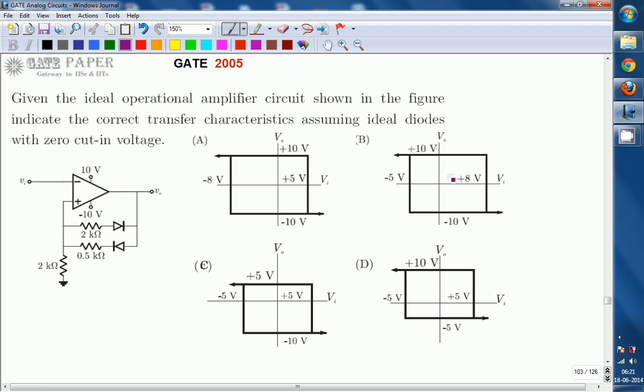So basically this is going to be treated as a Schmitt trigger circuit. A Schmitt trigger circuit converts any varying signal, any alternating signal, into a square wave. It converts an AC signal into a square wave, and we will see how to analyze this one.